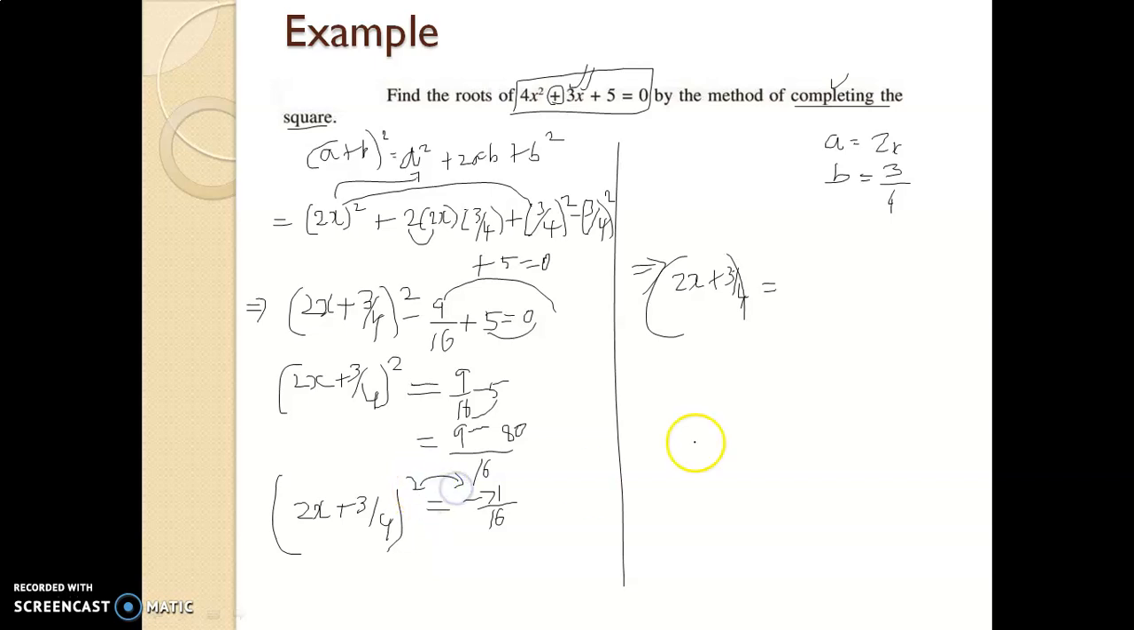When we transpose the square to the right hand side, it becomes plus or minus root of minus 71 divided by 16. Look at the thing here: inside the square root a negative number is there. If a negative number is inside the square root, there is no real square root for this expression. For example, root of 16 means the answer is 4, already we know that. But root of minus 16 means the answer is not minus 4 or plus 4.